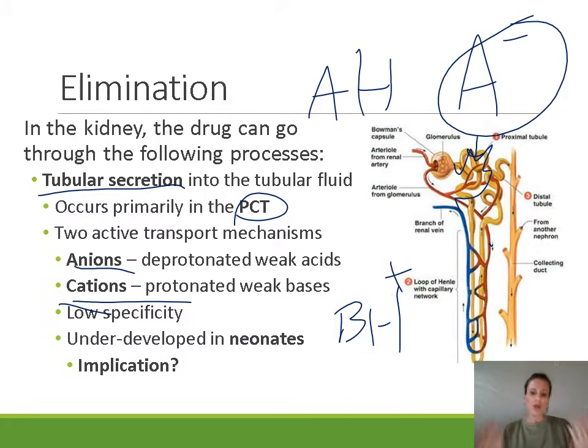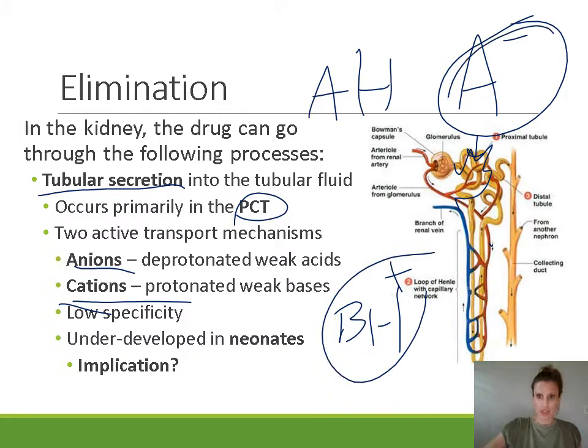So both of these would be charged. So in this case, they would be water soluble. And we have little transporters that would pump these charged soluble things into the tubule. Now, these transporters have a relatively low specificity. So it's not like there's one transporter that just works on one drug. They're relatively non-specific for either anions or cations.